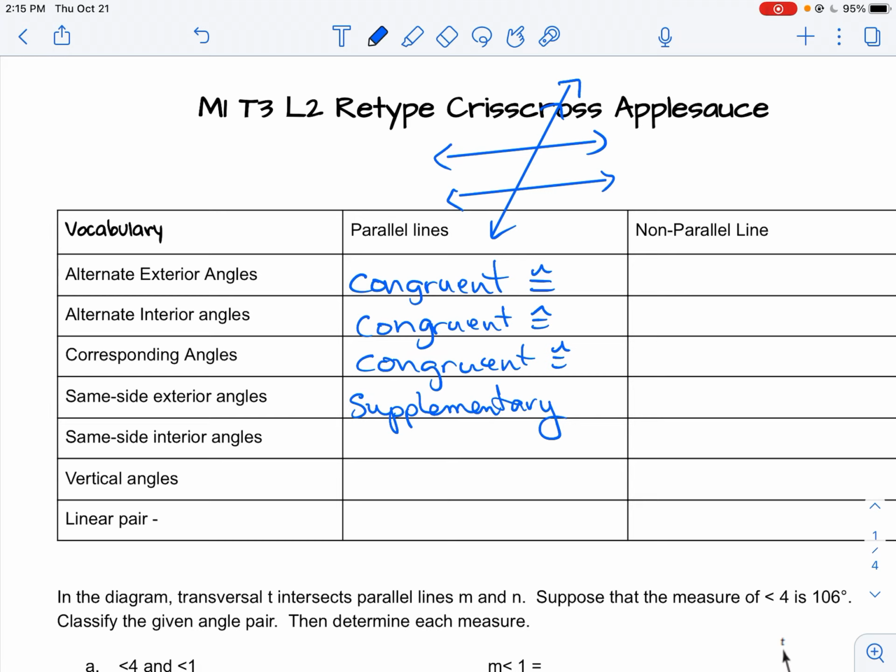So let's look at same-side interior angles. Again, one's obtuse and one is acute. These are also going to be supplementary angles.